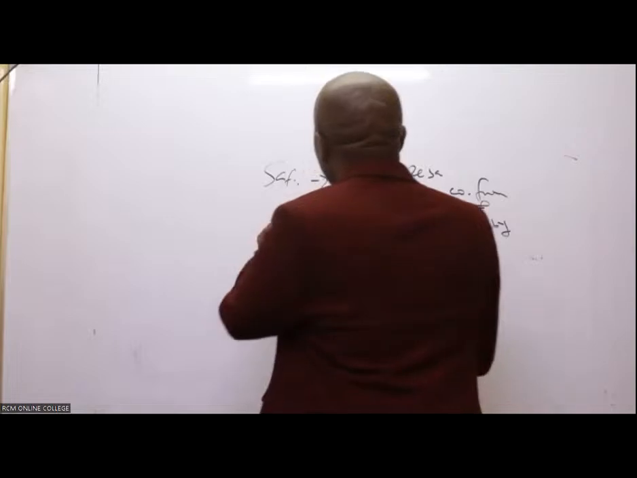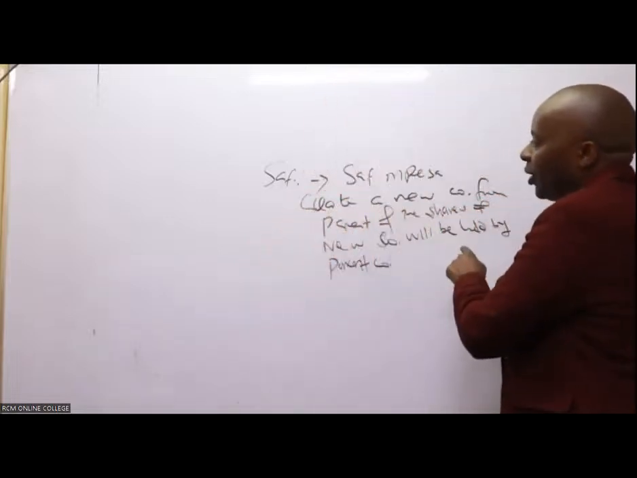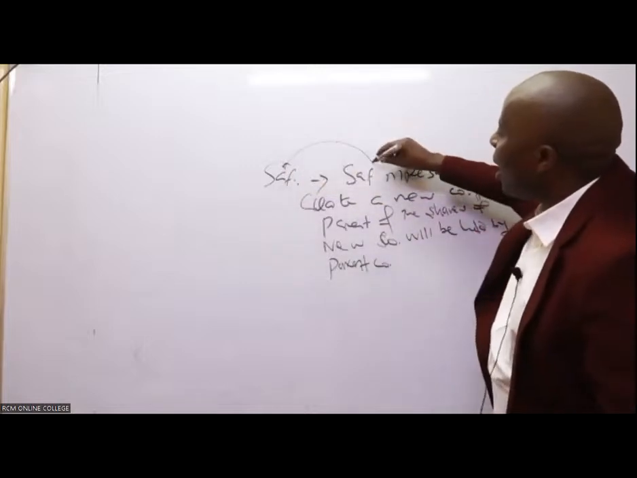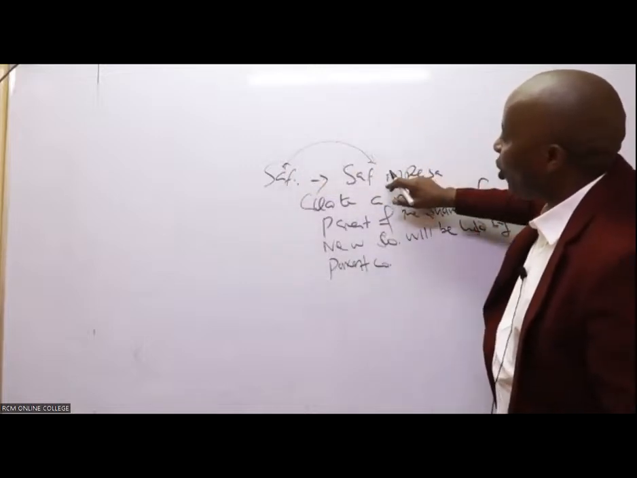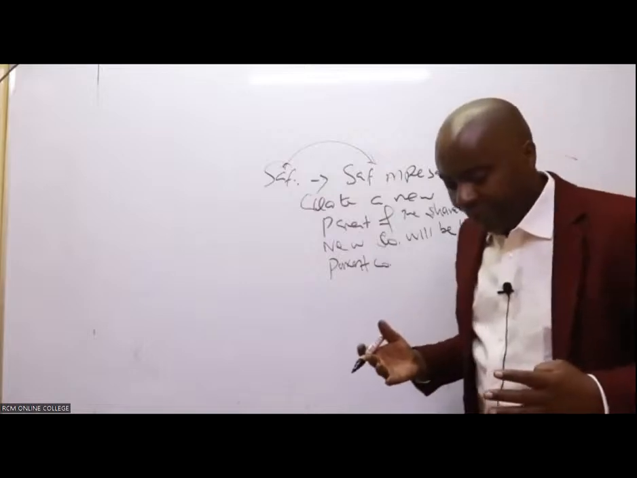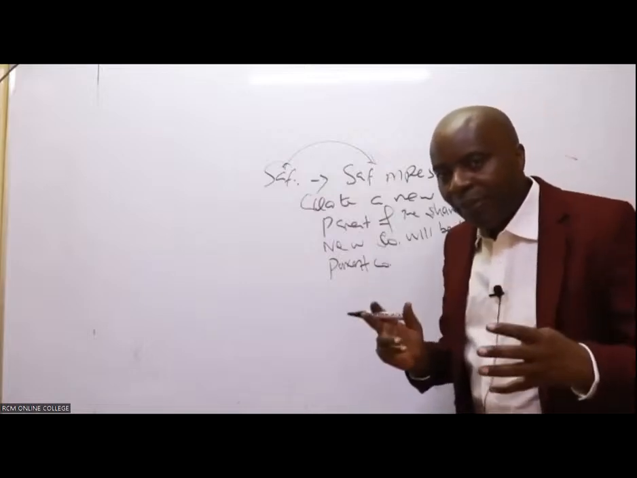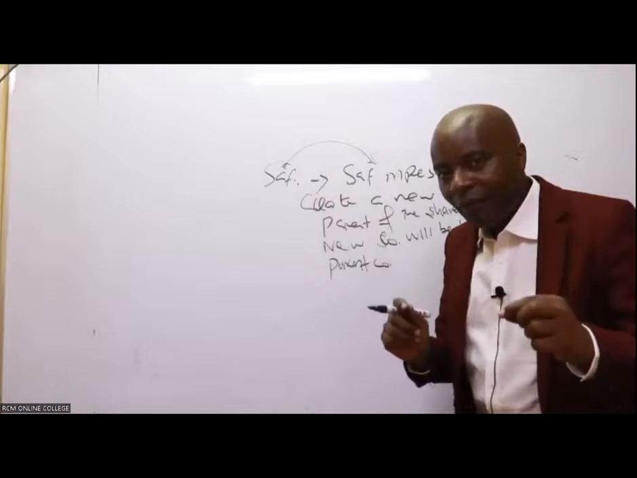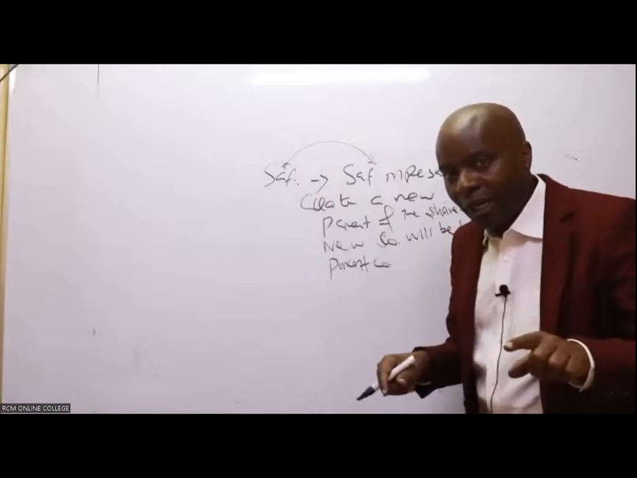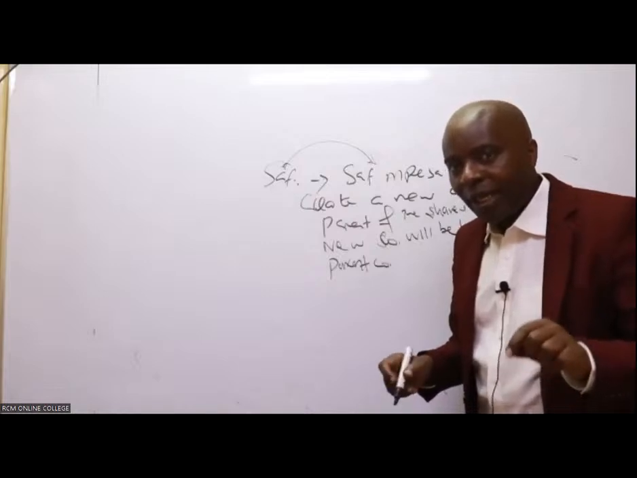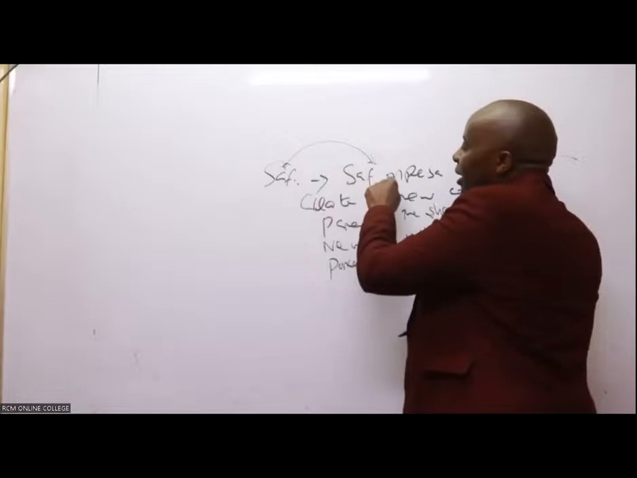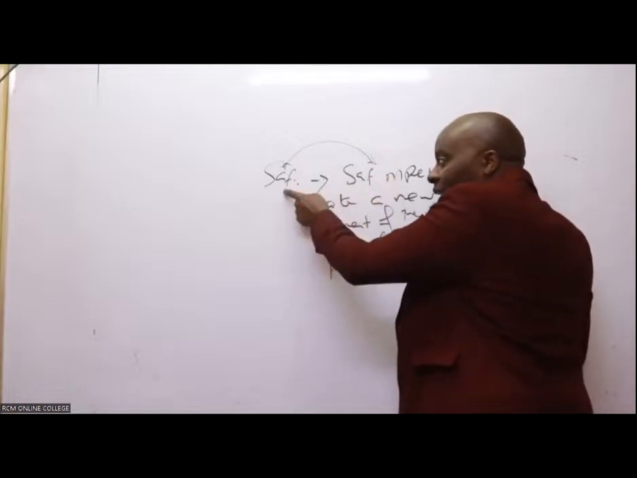So we have here Safaricom M-Pesa. The parent company is still the one that will have the shares of this new company called Safaricom M-Pesa. So basically the two companies are connected. They have an umbilical cord connecting them. So the shareholders of this company will be these same shareholders.